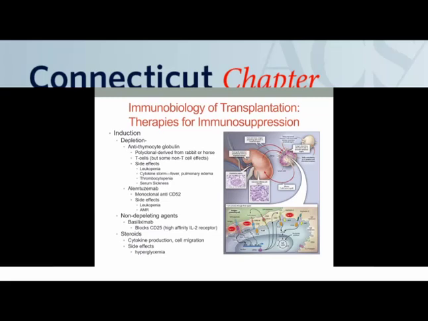The first one is, hey, let's just get rid of all the cells that could potentially cause problems. What are the cells most likely to cause problems? T cells. So why don't we use antibodies that help deplete T cells? There are two different antibodies that deplete T cells. One is a polyclonal antibody called antithymocyte globulin, usually from a rabbit or horse.